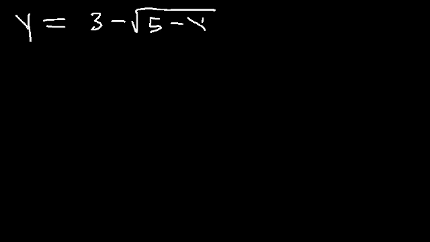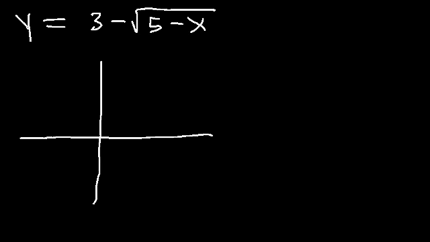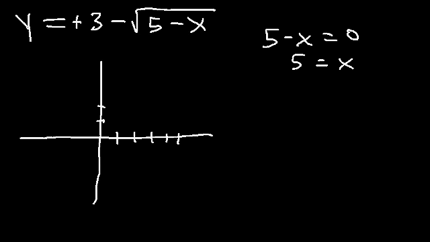Let's try this one. So the first thing that we can do is set the inside equal to 0. If you add x to both sides, x is 5. So it shifts 5 units to the right. And it's going to shift up 3 units. So the new origin is located at (5, 3).